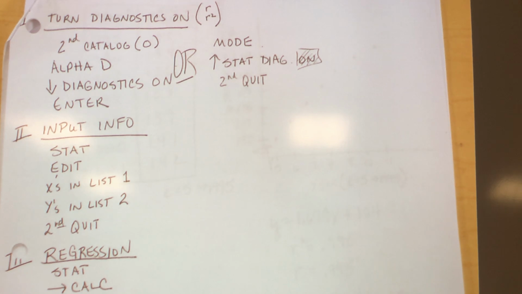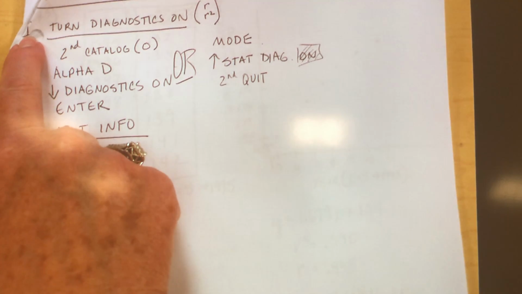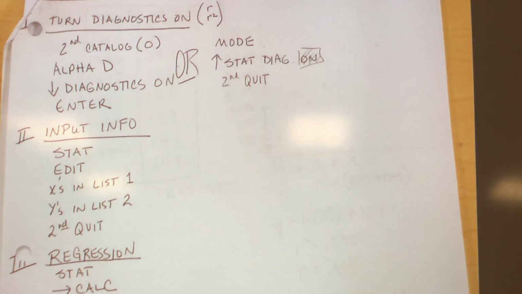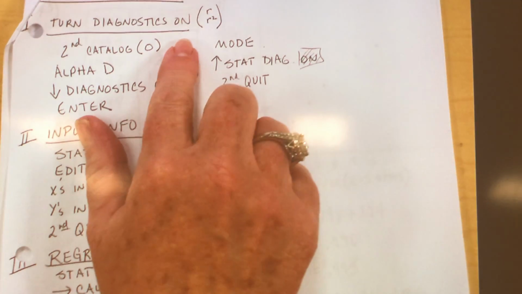I'll go over them with you. I just didn't want to write them again. All right? So the rules for the calculator. This is Roman numeral 1. It's kind of hard to see it. It's right there. So I got Roman numeral 1, 2, 3, and 4. There's 4 things you have to do. All right? So Roman numeral 1 is turn your diagnostics on.